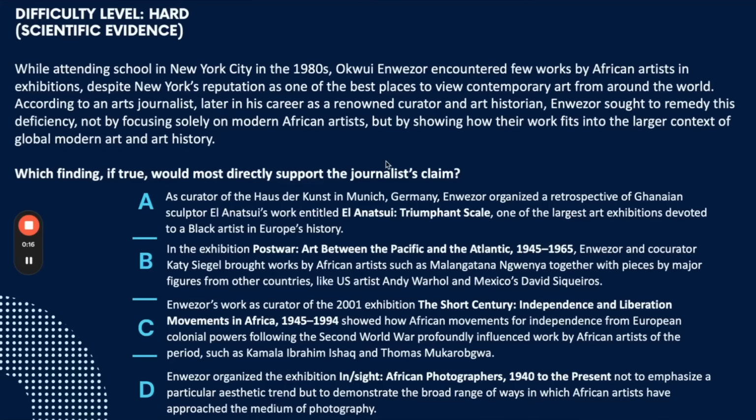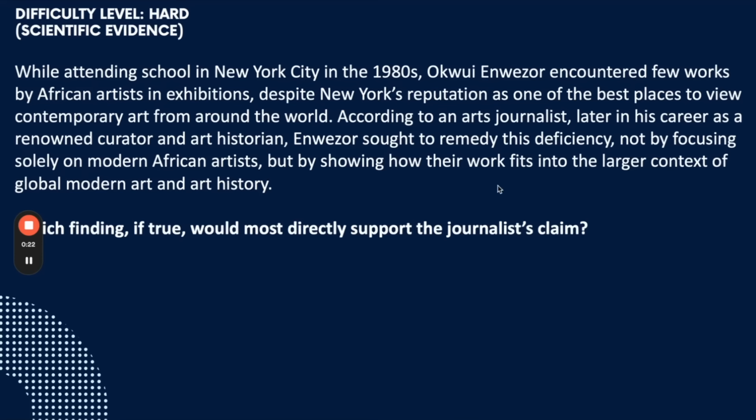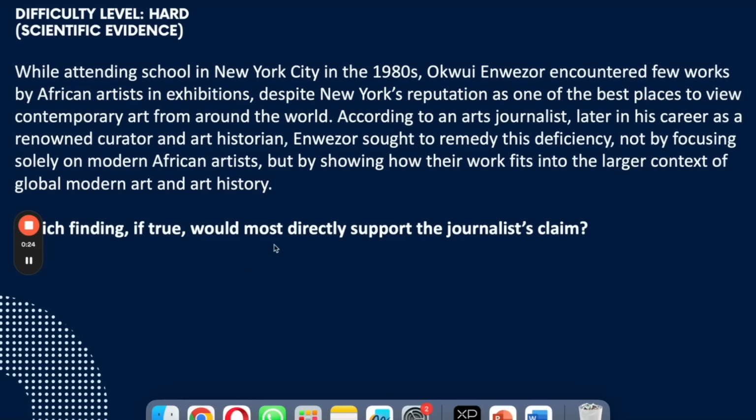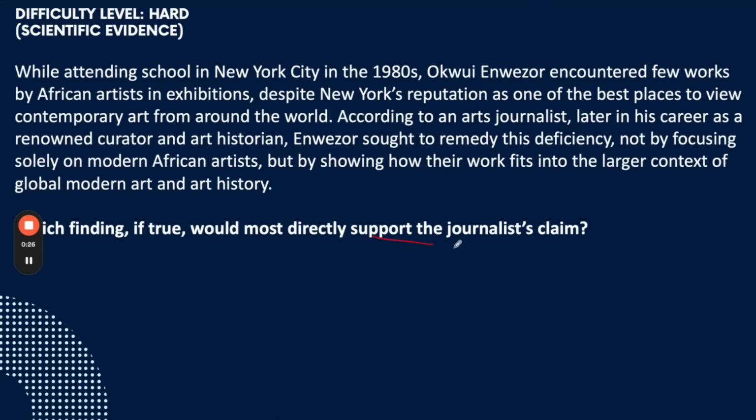Alright, so let's see another difficult level question on command of evidence textual type. Let's begin by reading the question stem. Which finding, if true, would most directly support the journalist's claim? So we have to support the journalist's claim, for which we have to read the text to understand what the claim is. So let's read the text now.